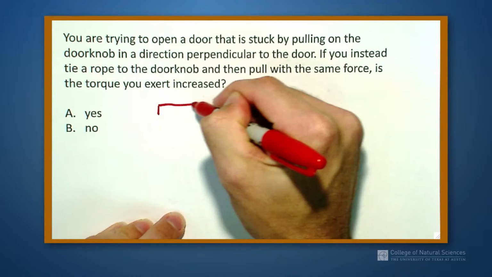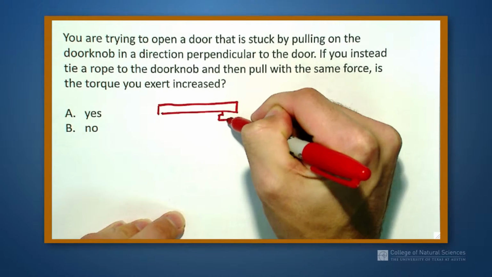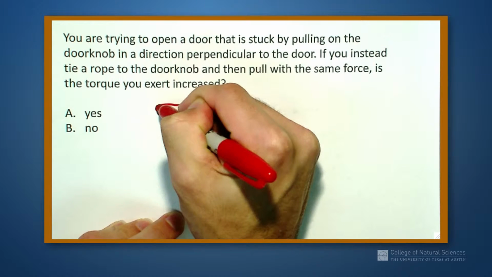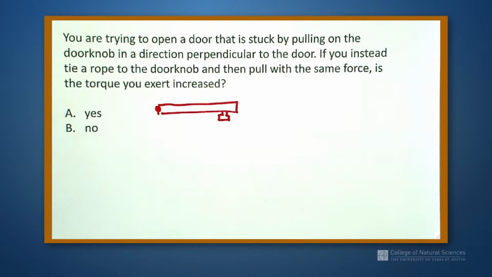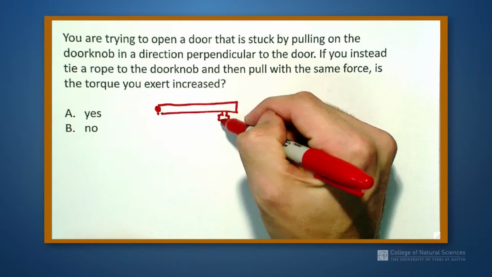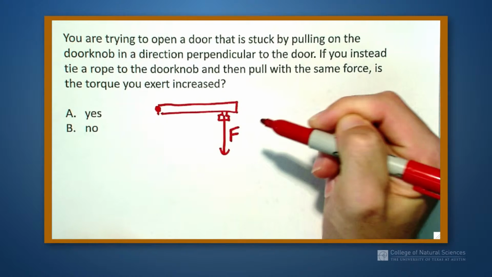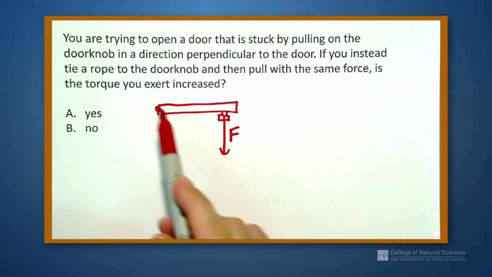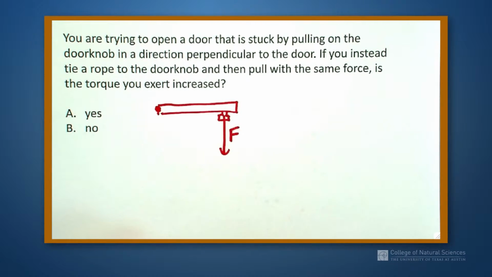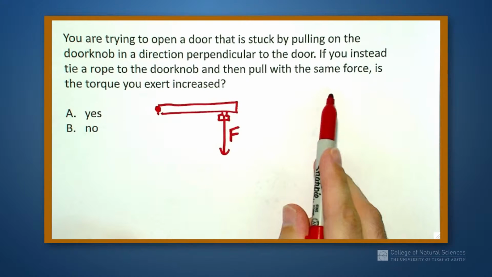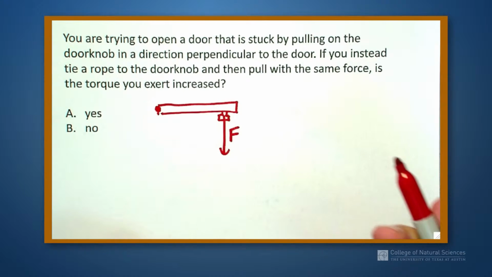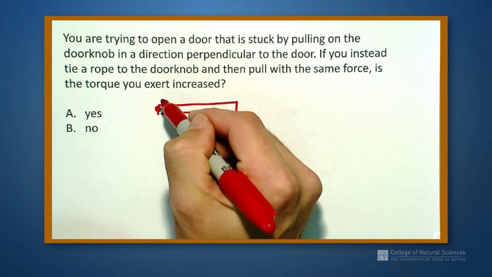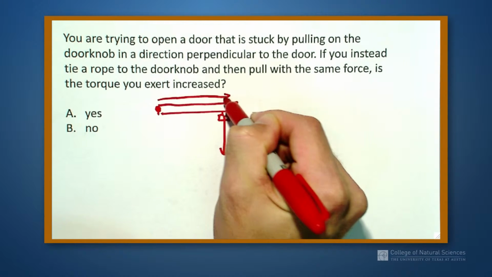So I have my door, I have my doorknob, and I know it's going to rotate around the hinge. And I'm going to pull on this with a force F. In the second part of the problem, we're going to look and see what happens if we tie a rope around this doorknob. And we want to know if we pull with the same force, what happens to the torque. So we really want to figure out the torque. So I'm going to go through and figure out the torque.